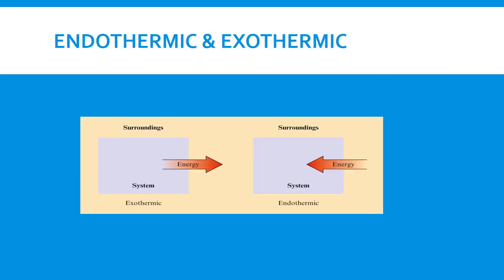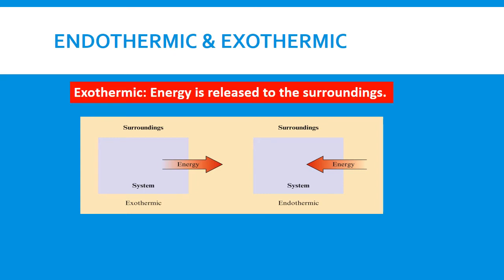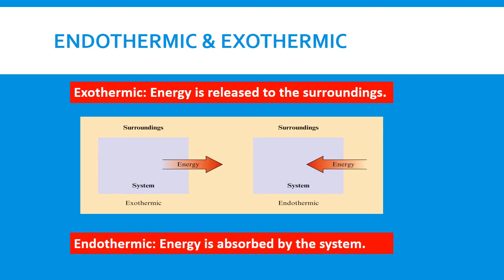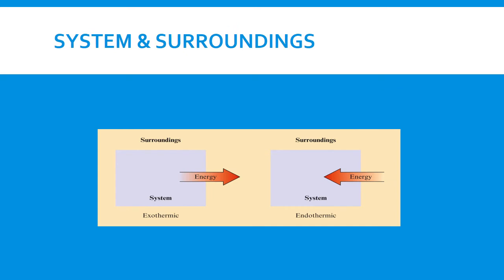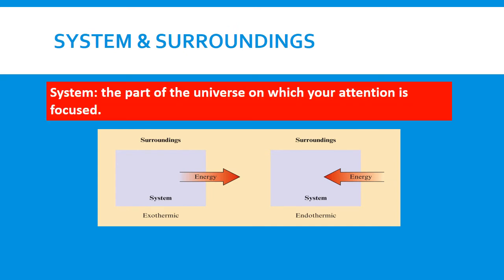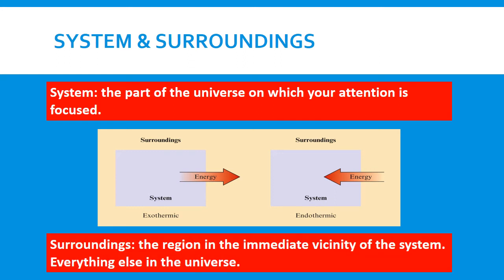So when we think of endothermic versus exothermic reactions, in an exothermic reaction, energy is released to the surroundings, and in an endothermic reaction, energy is absorbed by the system. So what is the system? What is the surrounding? The system is the part of the universe on which your attention is focused, what you are looking at. So in a reaction, it will be the substances actually reacting. The surroundings is the region in the immediate vicinity of the system, everything else in the universe. And the universe is the system and the surroundings together.